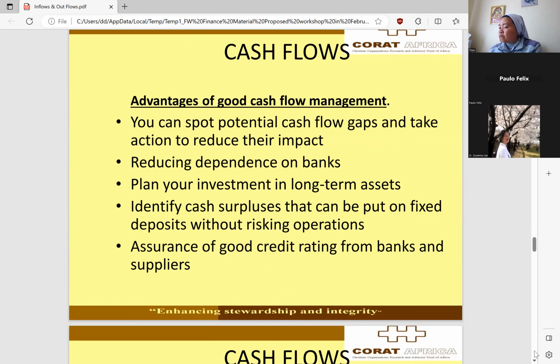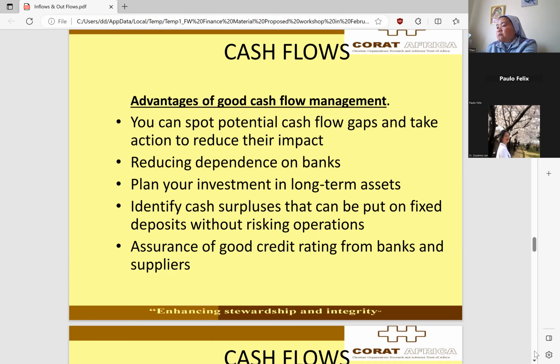The advantage of good cash flow management is that you can stop potential cash flow gaps and take action to reduce their impacts, which reduces dependence on banks. So the less you depend on banks, the better. Plan your investment in long-term assets, identify cash surpluses that can be put on fixed deposits without risking operations, and get assurance of good credit rating from banks and suppliers.